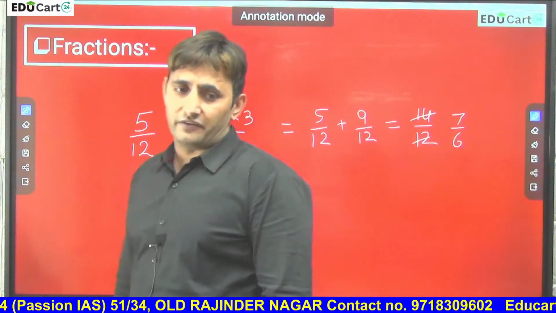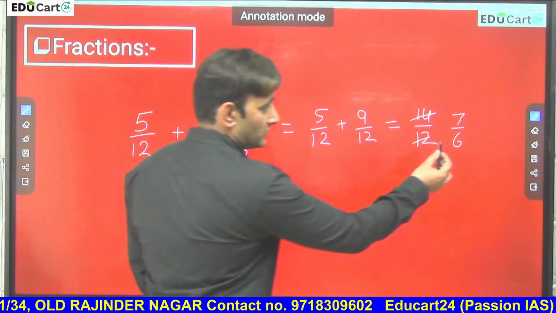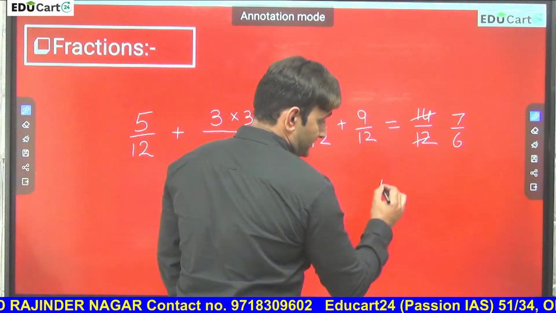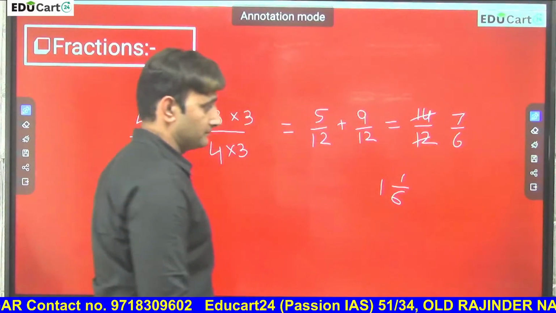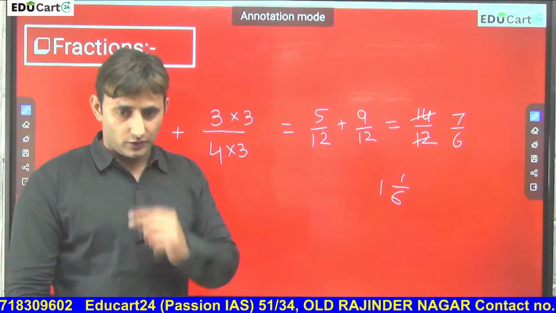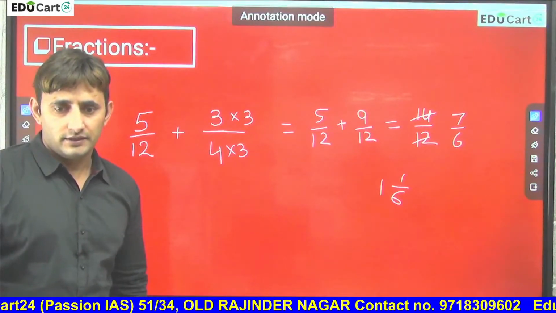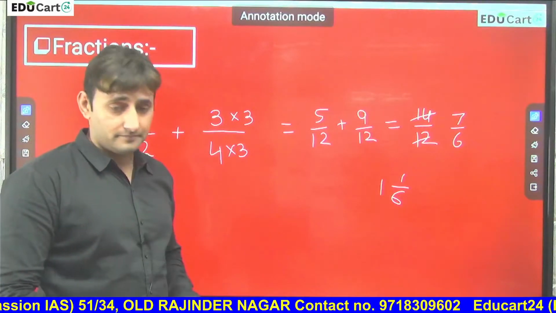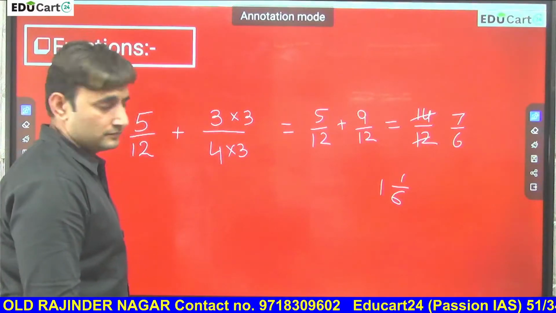How can you write 7 upon 6? 6 1s are 6. 1 is remaining and 6 will come here. So you will be left with 6. Clear? We will write 7 by 6 like this. Okay, children? Let's go.